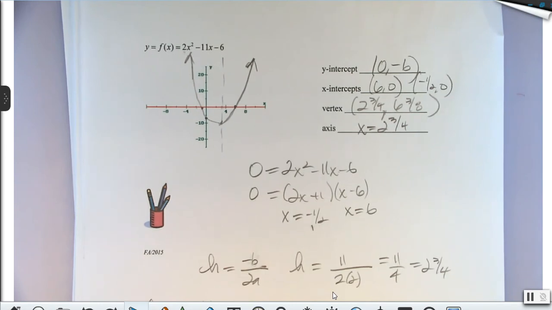All right, so hopefully these examples explained how to graph a parabola a little bit better, how to find your intercepts, how to locate the vertex, because those are the important points of the graph.